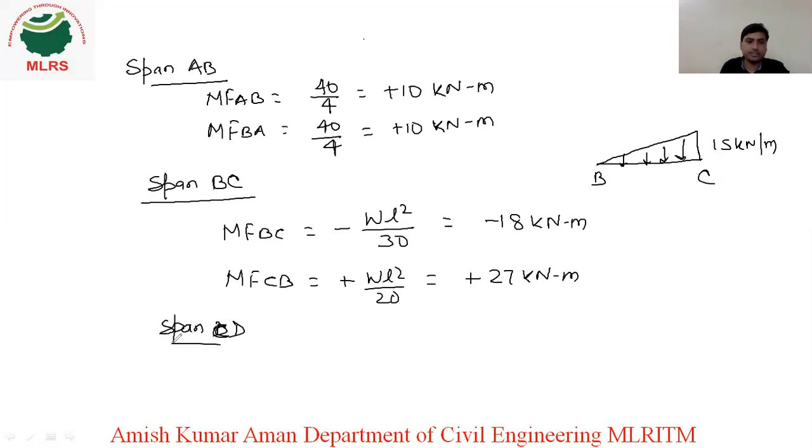CD, we call it as CD. Now if you see the span CD, what is the moment acting here? The span is 2 meter and the load is 20 kilonewton. So this 20 kilonewton into 2 meter, because we are calculating here only, because there is only one fixed end here. So only one fixed end moment will be here.